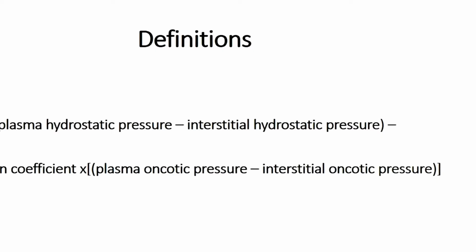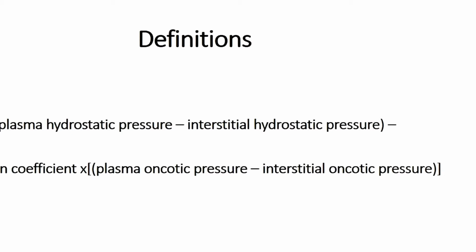So the Starling equation calculates the net movement of fluid across a semi-permeable membrane such as the capillary bed. And it's calculated using the following equation. You take away the hydrostatic pressure of the interstitium from the hydrostatic pressure of the plasma space, and subtracted from this is the oncotic pressure of the capillary bed, taking away from that the interstitial oncotic pressure.